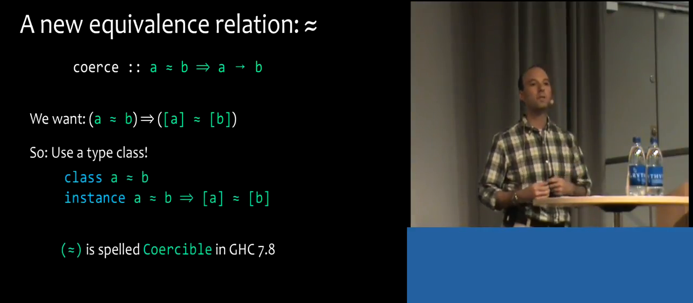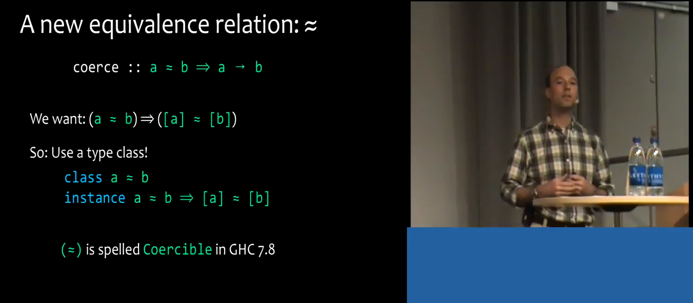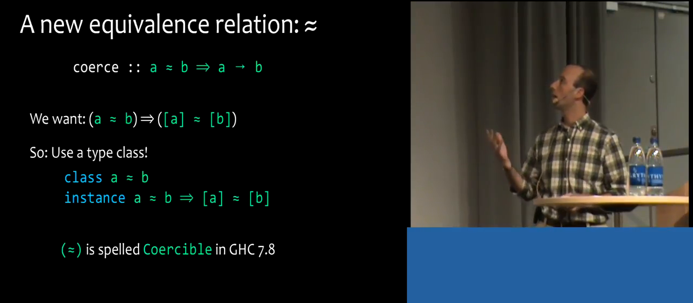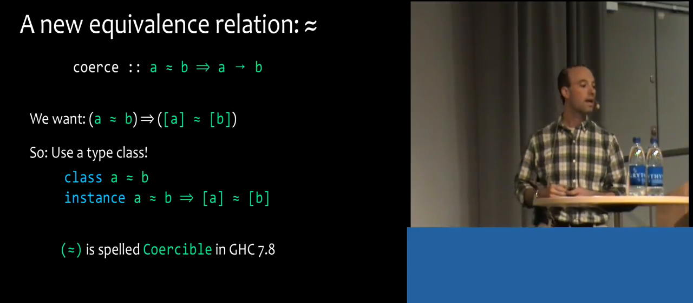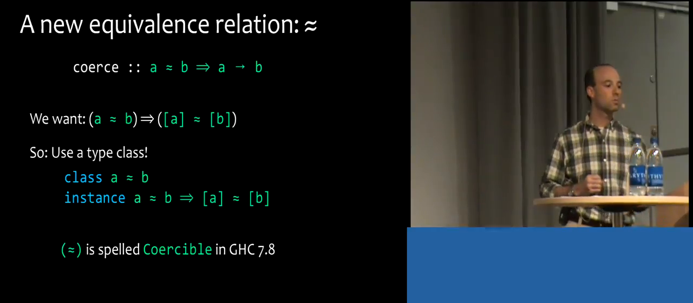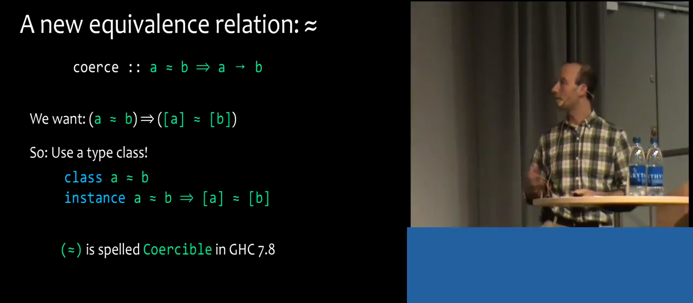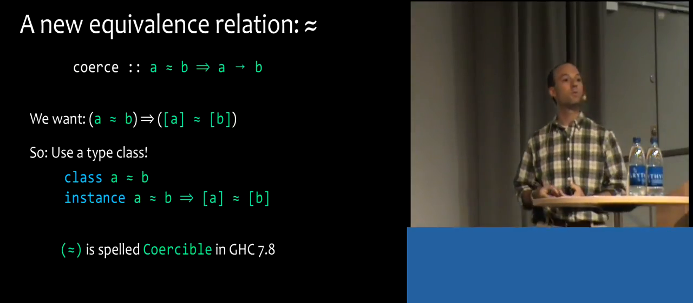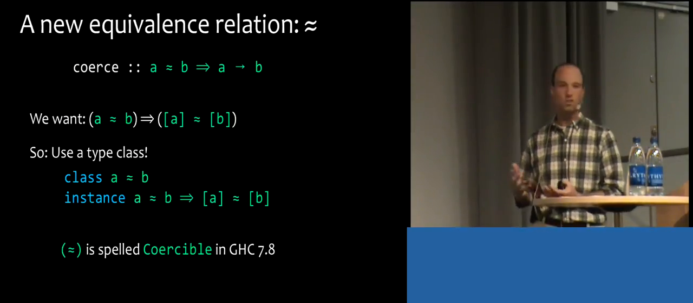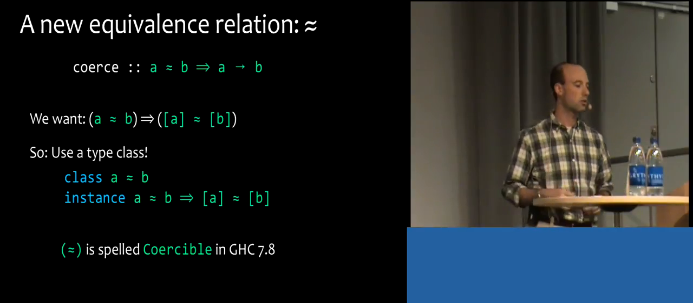We're going to use a type class. So we declare a new class, Coercible, connecting A and B, and say that whenever A is Coercible to B, list of A is Coercible to list of B through an instance. And in fact, this is implemented. This has already been released in GHC 7.8, and it's spelled Coercible in GHC 7.8, which is why I'll use that terminology here.